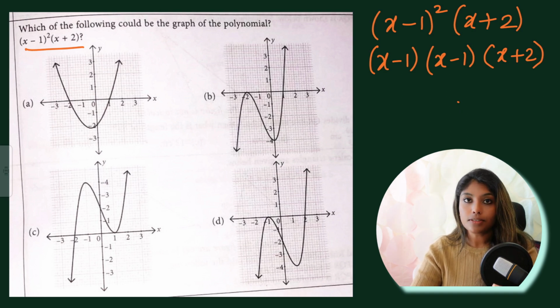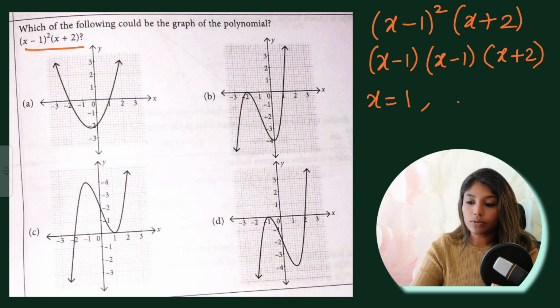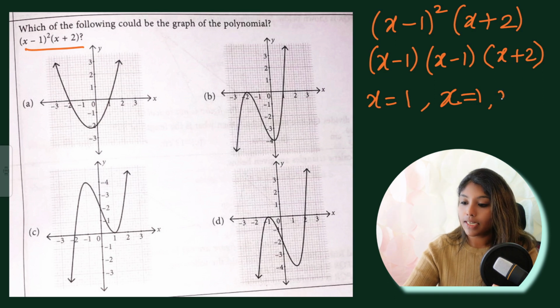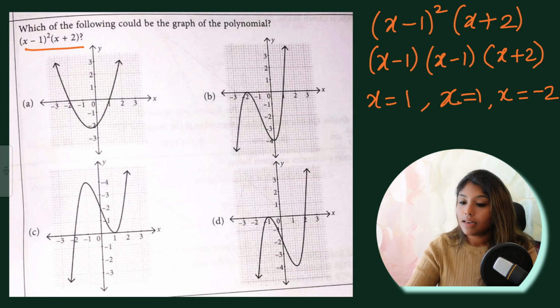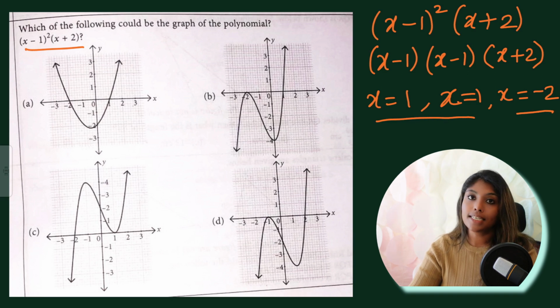How do you find zeros? You just have to equate each of these factors. So when you equate x minus 1 to 0, you get x equals positive 1. Similarly, when you equate x minus 1 to 0, you get x equals positive 1. Again, x plus 2 when you equate to 0, you get x equals negative 2. Alright, we are done with the zeros. Here you can see that 1 is a repeated root and negative 2 is a distinct root.